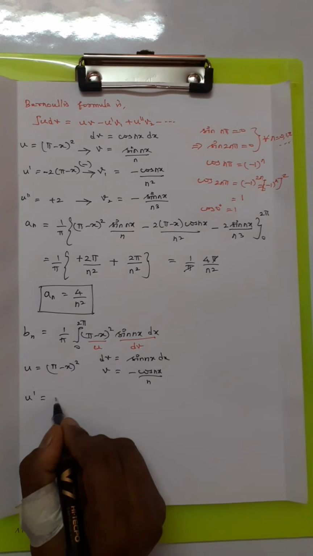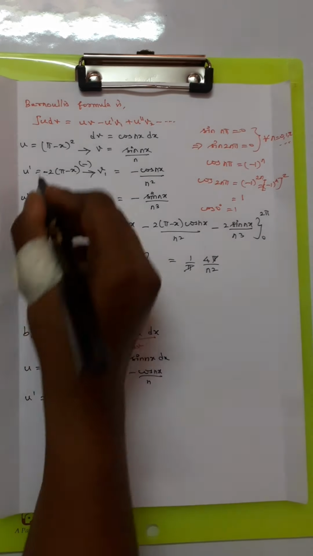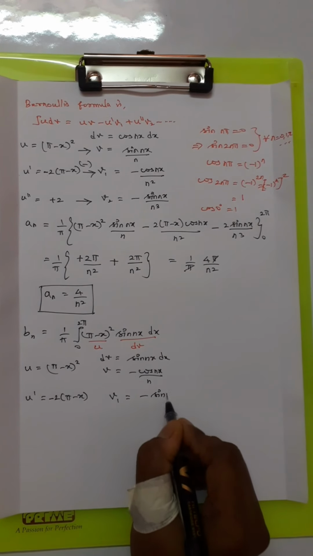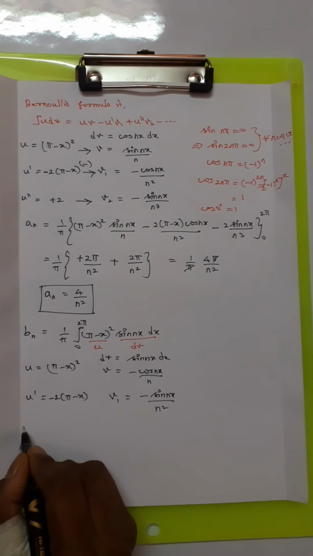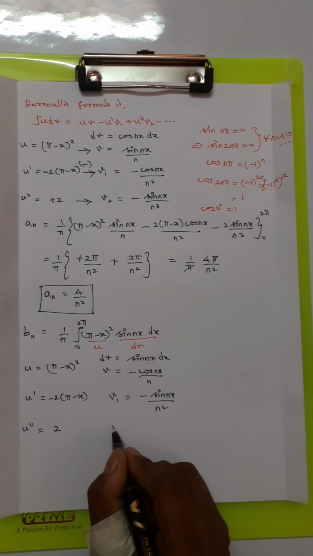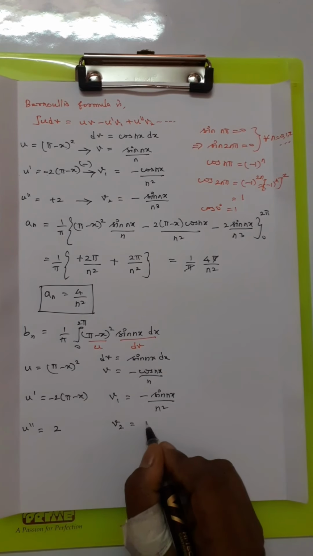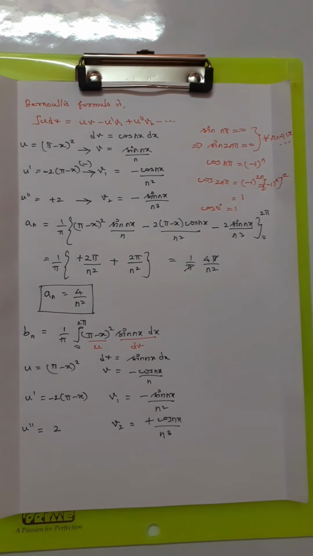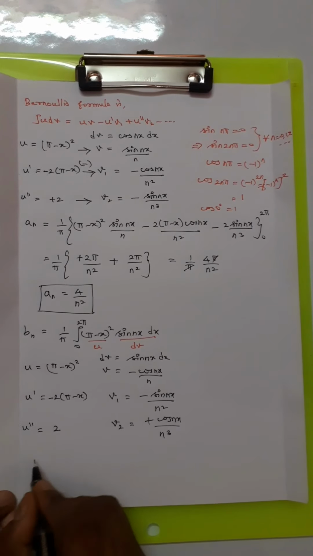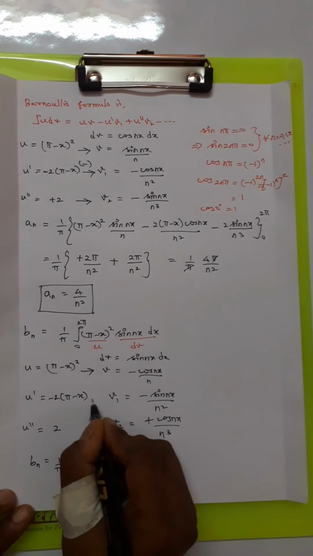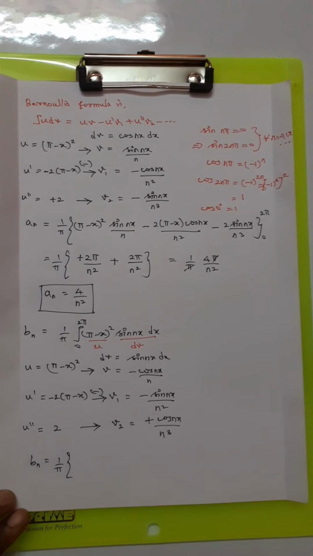U dash is equal to 2 into pi minus x minus 2. V1 is equal to minus sine nx by n square. U double dash is equal to, we have it as plus 2 here, same comes here also. V2 is equal to minus sine, integration of sine is minus cos, so plus cos nx by n cube. Right. So Bn is equal to 1 by pi uv minus u dash v1 plus u double dash v2.